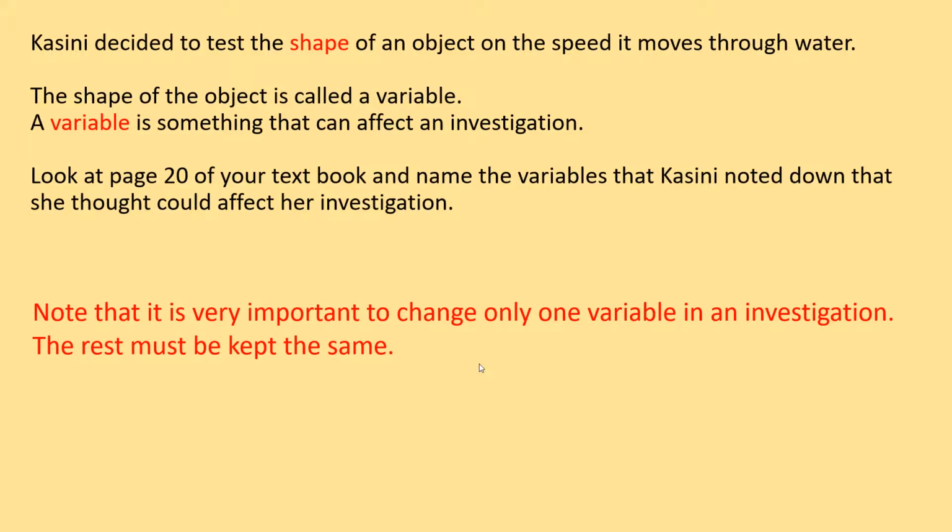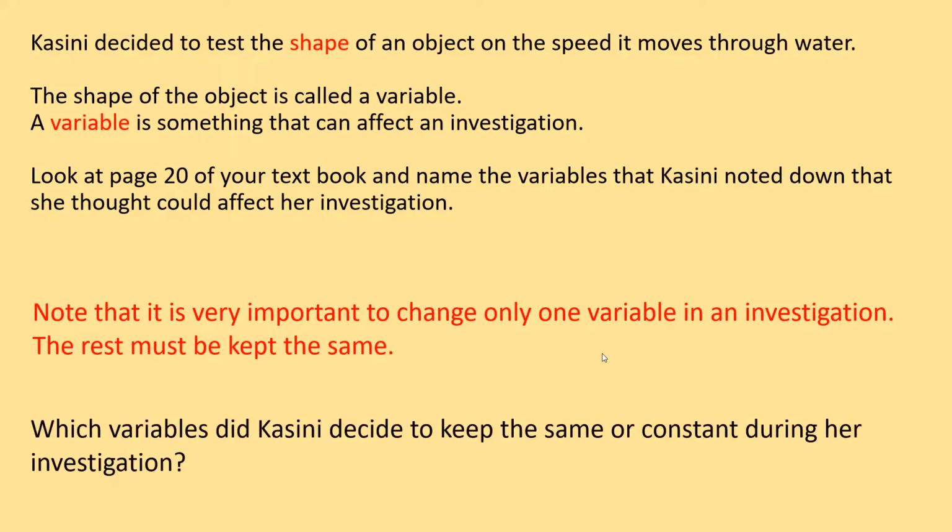If I want to test the mass, I will keep the shape, the volume of the cylinder and the temperature constant. I will change the mass. For every variable I want to test, I should change it, and the others I will keep the same. That's how my experiment should be done. Which variable did Cassini decide to keep the same, or constant, during her investigation? Of course, it's the temperature, the volume, and the mass, because she wants to change the shape.